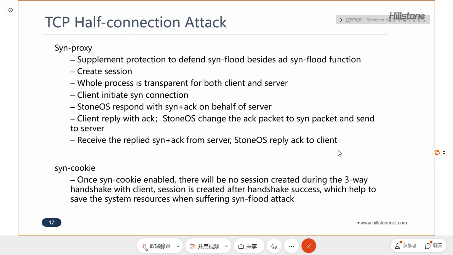In this case, we can use the SYN proxy function to defend against this SYN flood, those half connection floods. That means all those requests will be proxied by the firewall, and we will respond with the SYN plus ACK message on behalf of the server. And we can also change the ACK packet to SYN and send it to the server side. We also have the SYN cookie function, which is used to enhance the SYN proxy function to save the system resources when suffering the SYN flood attack.